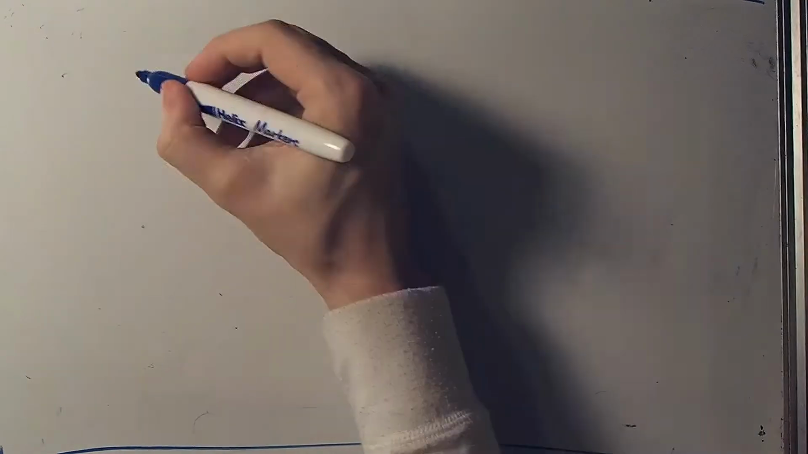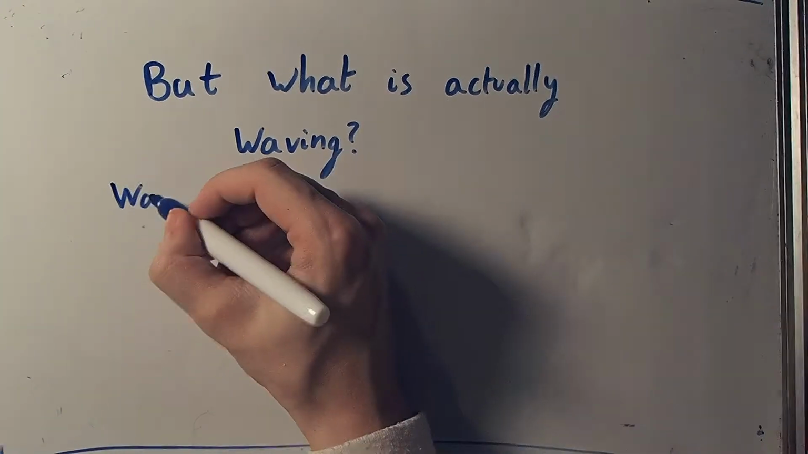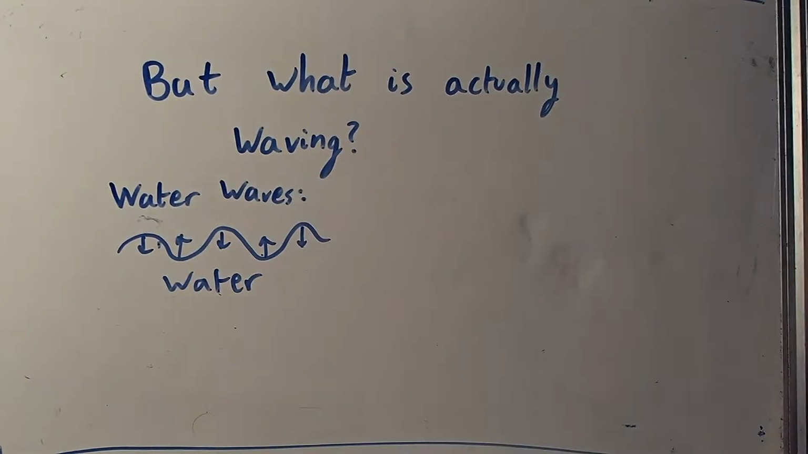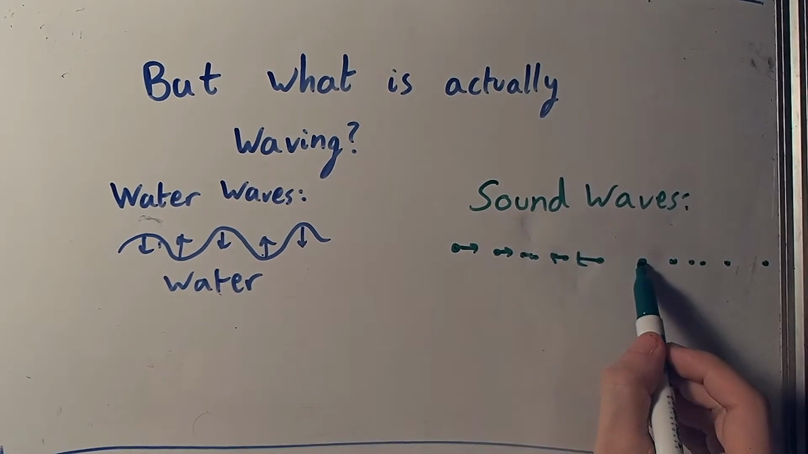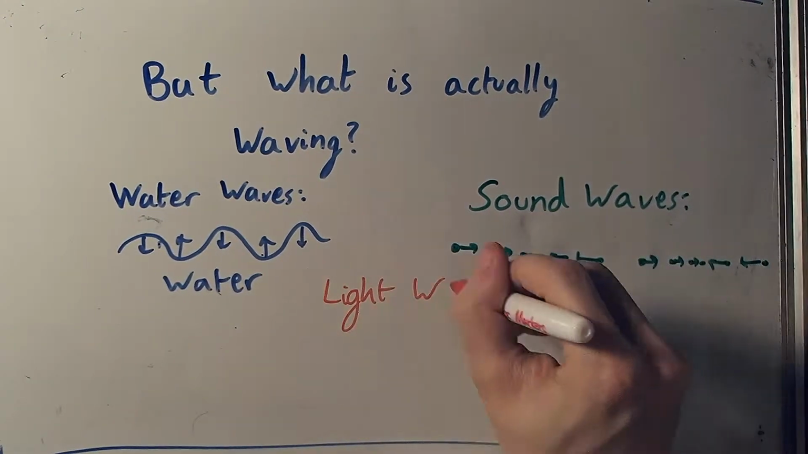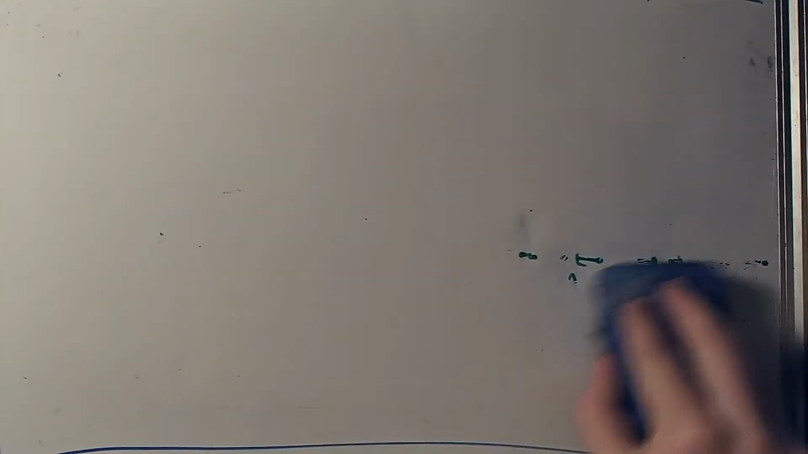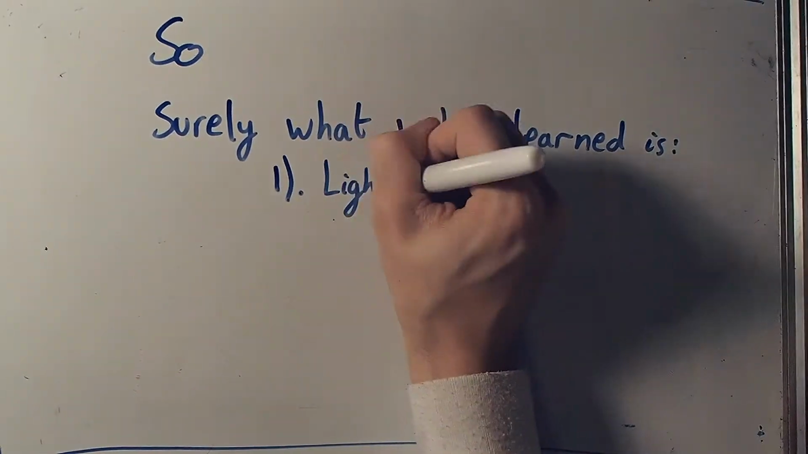The only question that seemingly needed addressing was the question of what is actually waving in an electromagnetic wave. In water waves we have the water waving, in sound waves we have the air waving, but what waves in a light wave? Physicists had proposed for a while that there was some spooky thing called the luminiferous ether, which sounds like a special item in Dungeons and Dragons. It is here that I leave you with a cliffhanger.